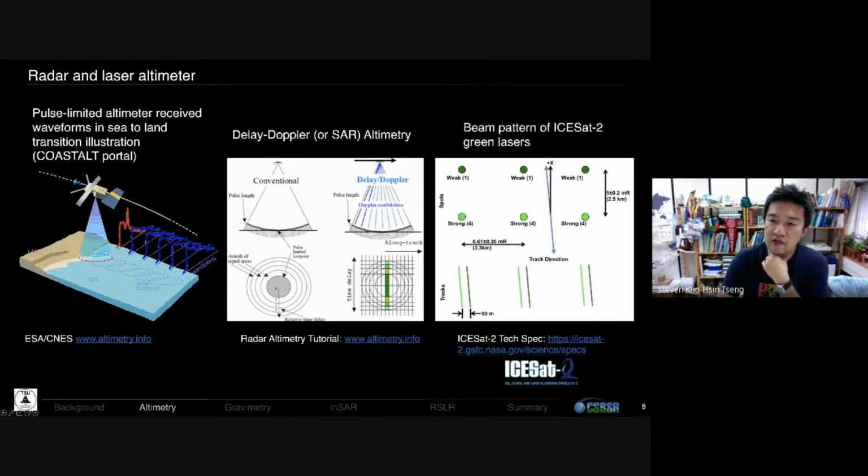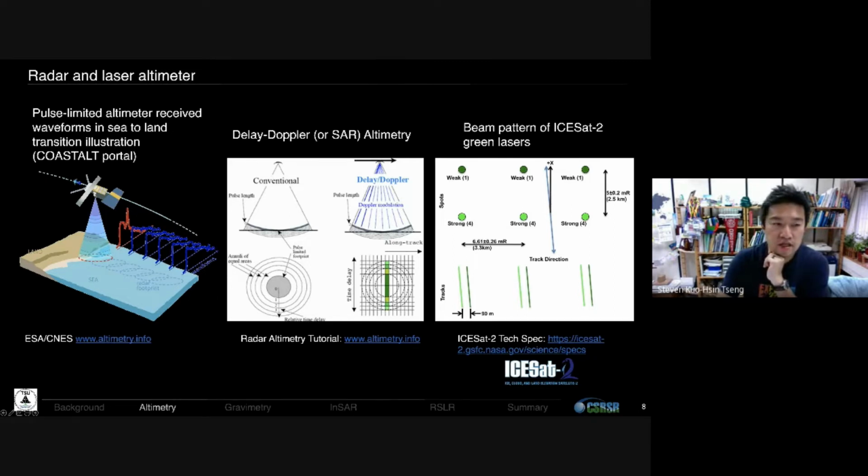They also have a design of 3 strong and 3 weak beams, because different strengths of the beams have unique penetration capability. So it can measure whether it's from the top of the canopy, the bottom of the canopy, from the surface of the water, or from the bottom, because the green laser can penetrate through water. So we can also analyze the depth of the water if the green laser beam goes into the water and bounces back from some visible depth. For example, 30 meters, we can measure the depth of water.